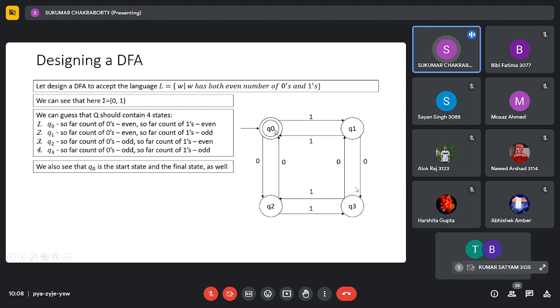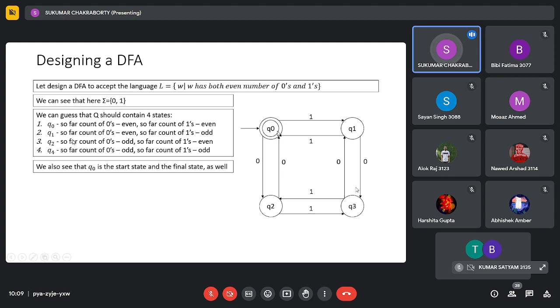You can see that Q0 is the start state, and it is the final state as well. This means that the empty string, epsilon, is also accepted by this machine, because by definition it should contain an even number of zeros and ones, and epsilon contains zero zeros and zero ones, and zero is an even number. So the empty string is also accepted. The start state is the final state, and this is the machine.